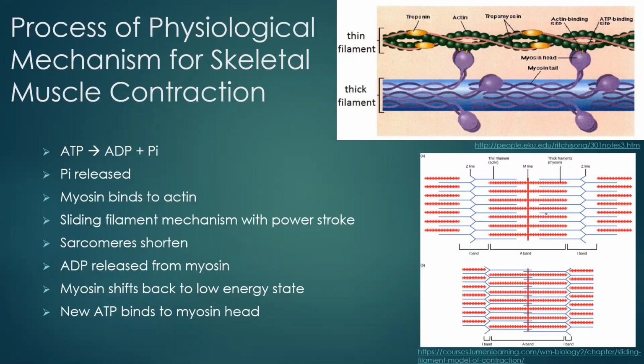So this movement of the myosin head from a low energy state to a high energy state is called a power stroke. That power stroke in the process causes that ADP that's still attached to the myosin head to be released. And this forces the myosin back to its original position, which is a low energy state. Once it's back in its low energy state, this allows a new ATP to come along, rebind to that myosin head, and the process repeats. This is the physiological process of the contraction of skeletal muscle.